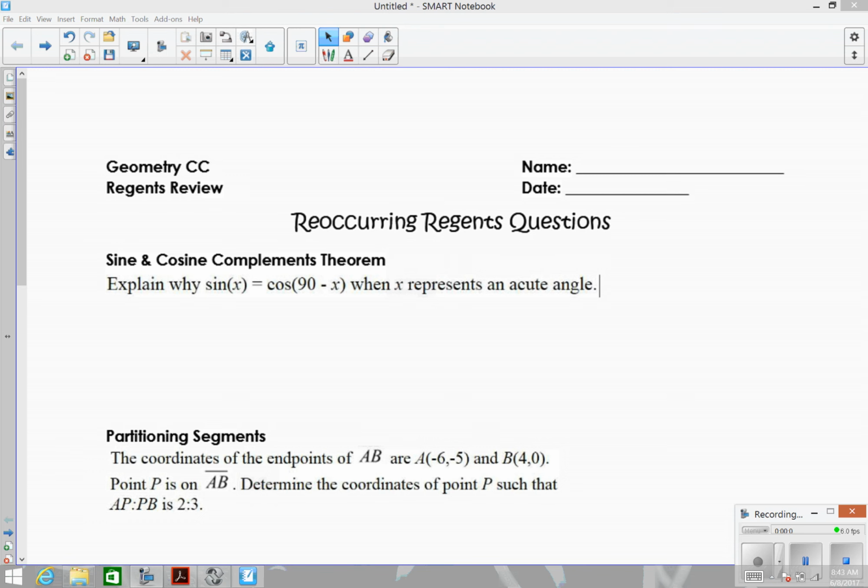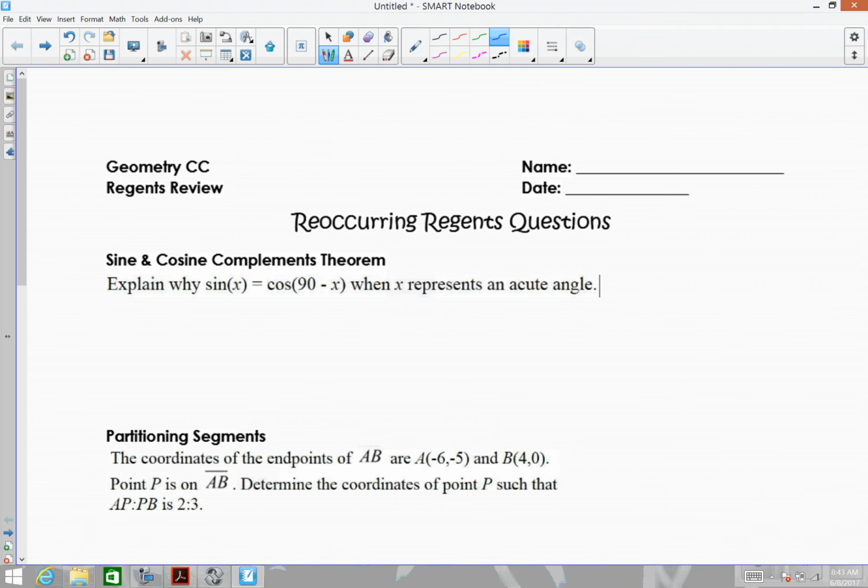In this packet, you're going to find some different types of questions that keep reoccurring on Regents exams. For the first type of question here, it's using the sine and cosine complements theorem. What you need to know about the sine and cosine complements theorem is that sine and cosine are equal whenever the angles add to 90.